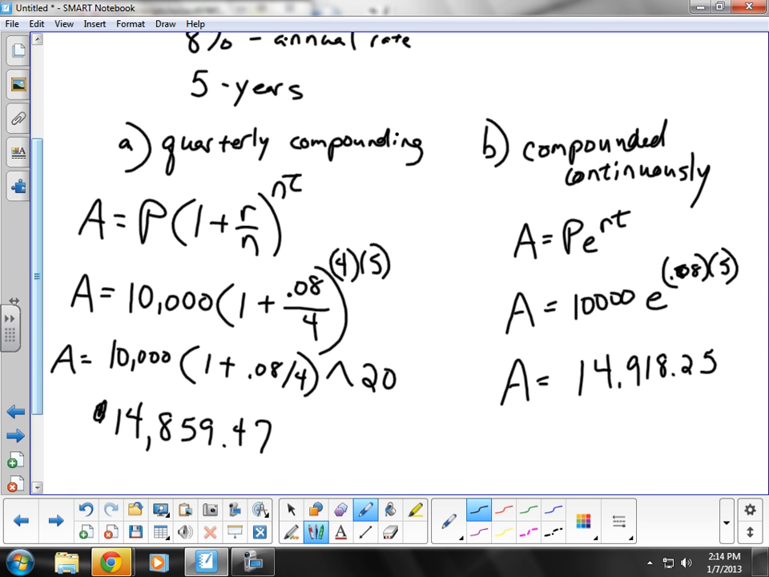Okay? So as you can see, the more times you compound it, the more money you get. Not a whole lot more, but a little bit. Okay? Any questions?